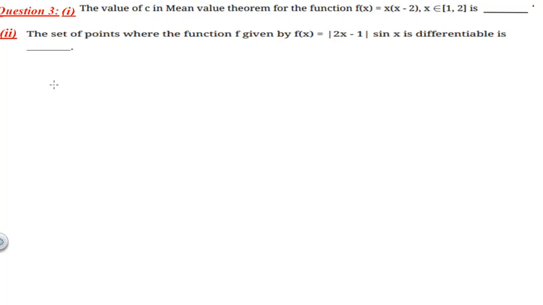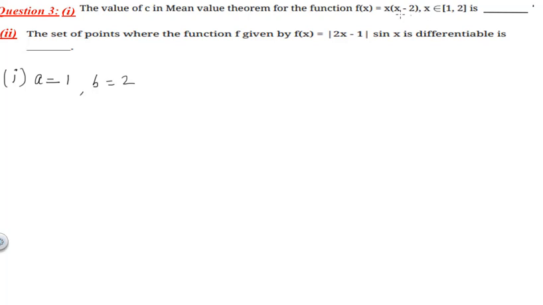In this question there were two parts. See the first one, value of c in mean value theorem. As mean value theorem is written, we are going to use Lagrange's mean value theorem for the function f of x, x into x minus 2, where x belongs to the closed interval 1, 2. So here, I'm solving the first part, a is 1, b is 2. So you know it is a polynomial function, x into x minus 2.